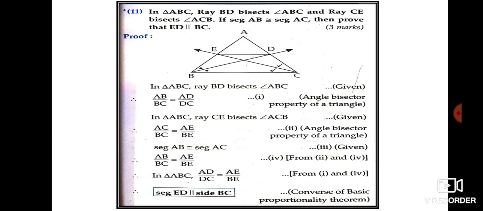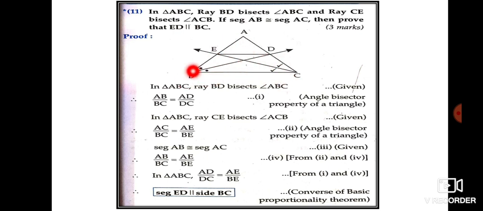Okay. The diagram looks a little complicated, but it is very, very simple. If you have understood the BPT and angle bisector, you will surely be able to do this sum. Okay. Let us start with triangle ABC. This is what is given in triangle ABC. They are saying BD is the bisector. Ray BD bisects angle ABC and ray CE bisects angle ACB. And they are also saying that AB is congruent to AC. Then prove that ED is parallel to BC.